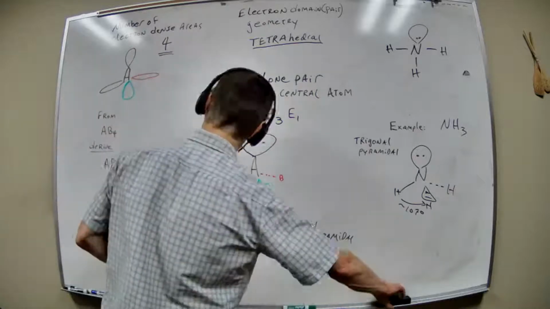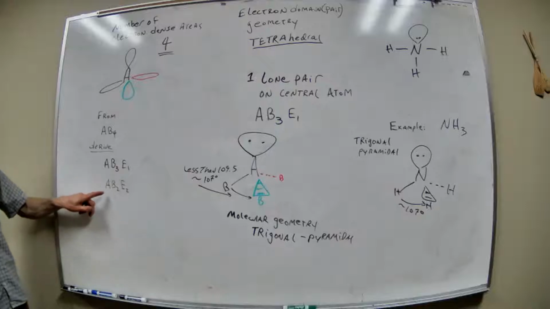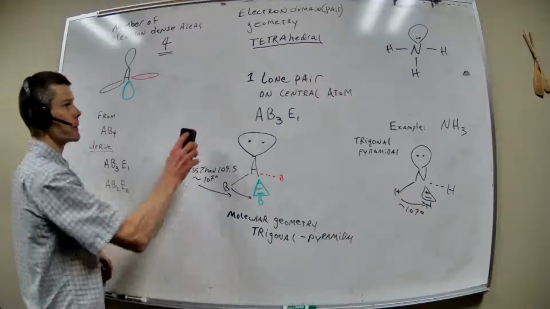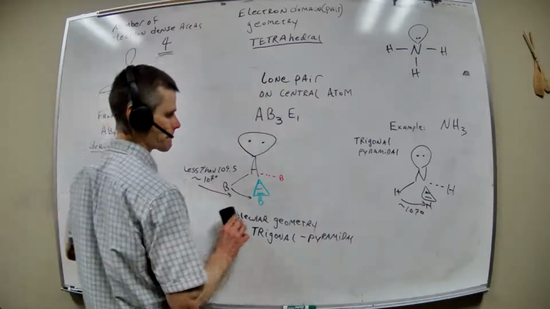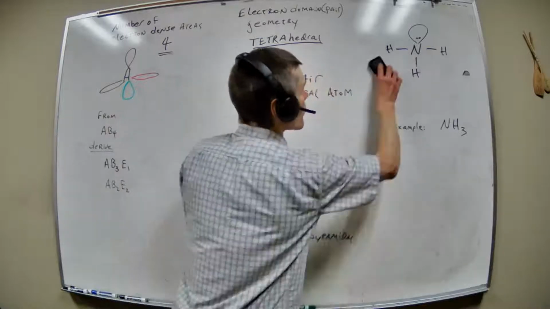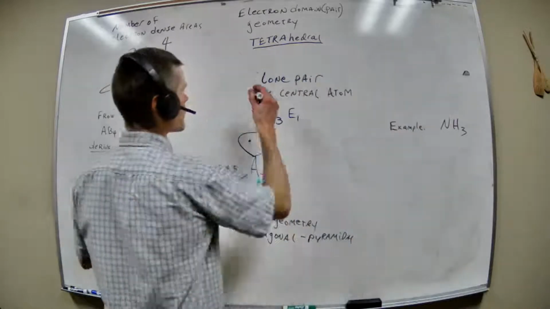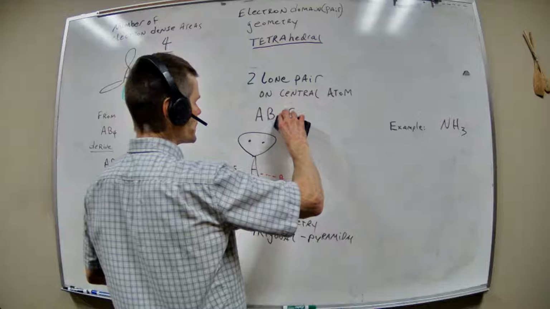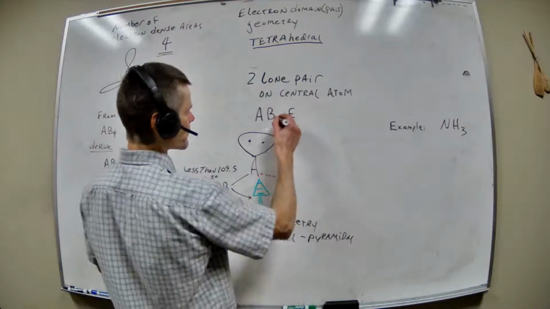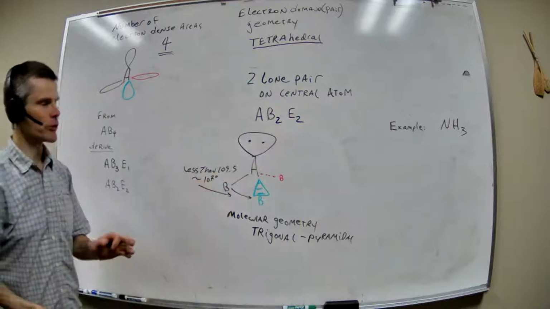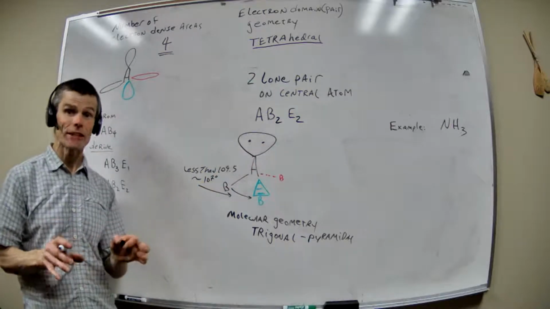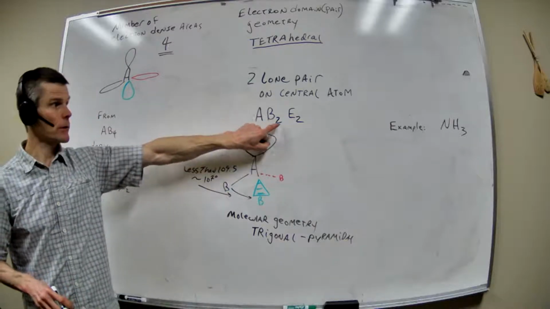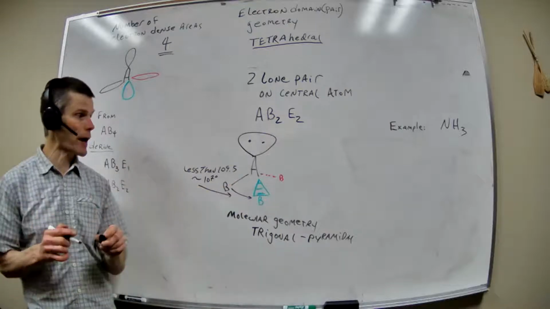Let's look at the next situation, the situation in which we have a central atom with 2 bonded atoms and 2 lone pair of electrons. Now this is what we call an AB2E2. And just simply from the regions based upon the subscripts on the bonded and lone pair of electrons, we could see that this is derived from an AB4. Notice these add up to 4, 2 bonds, 2 lone pair. There's 4 regions around the central atom.